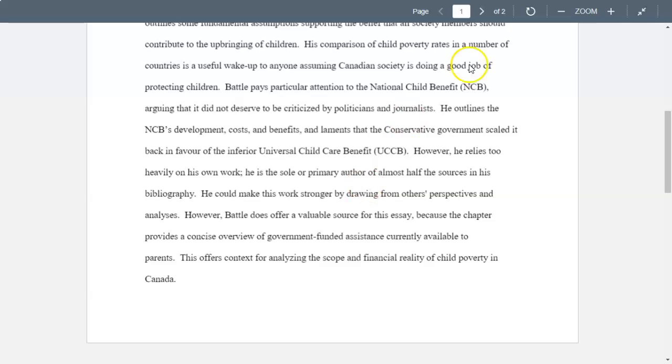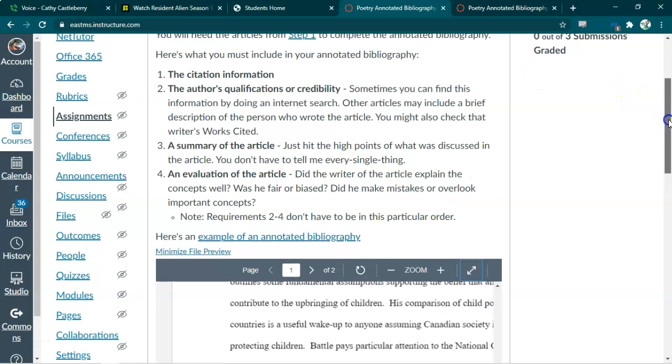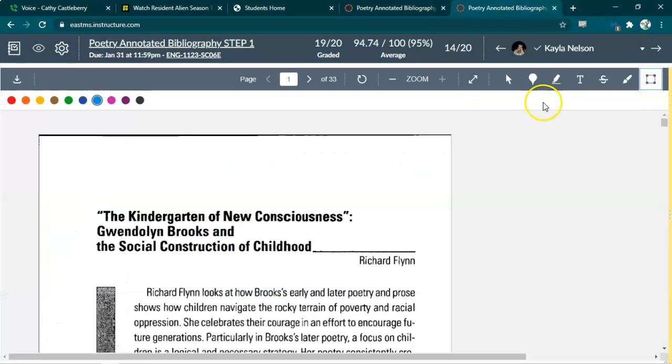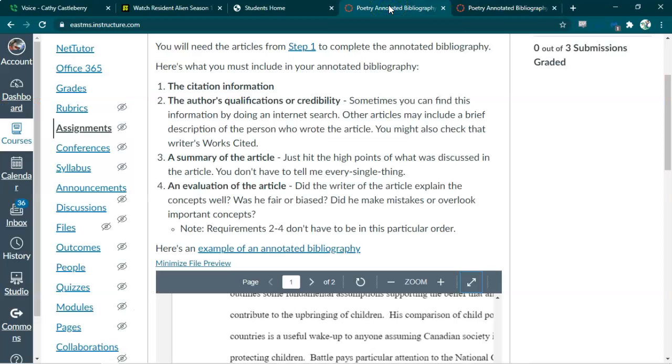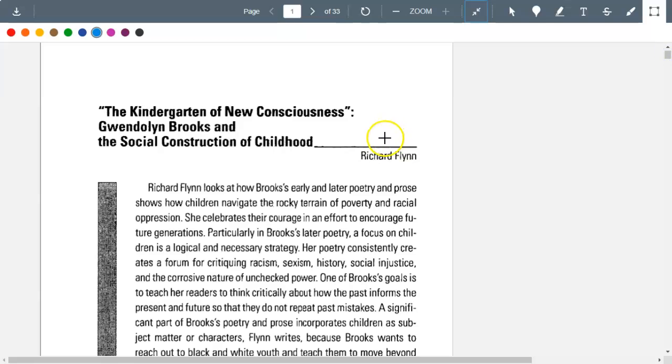So if you can use this as a model, then you'll be doing a good job with your own annotated bibliography. So let's see what we need here. Now we're going to look at one of Kayla's articles that she picked. Her citation information, remember that you're going to pull that from where you copy pasted that information from your database because it generated that for you. Author's qualifications or credibility. So we've got to look and see, how is this author qualified to write about this information? Okay, so we've got Richard Flynn.